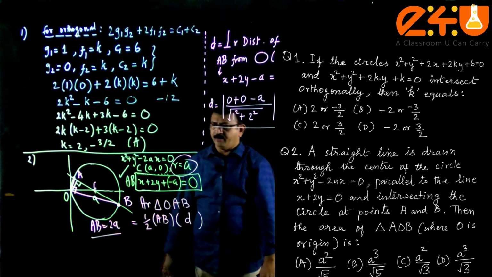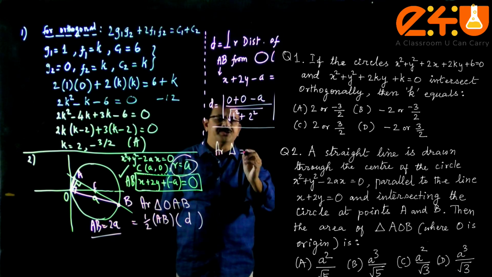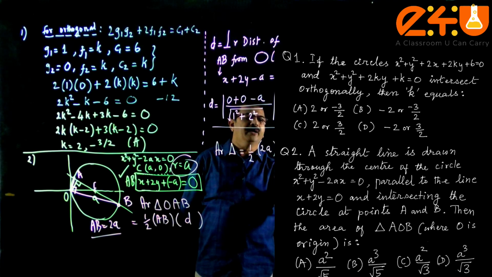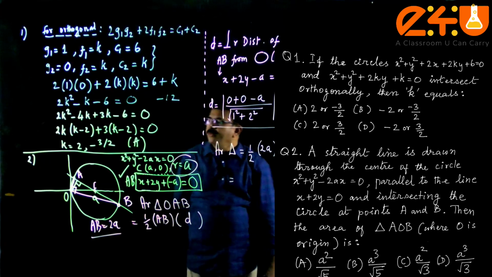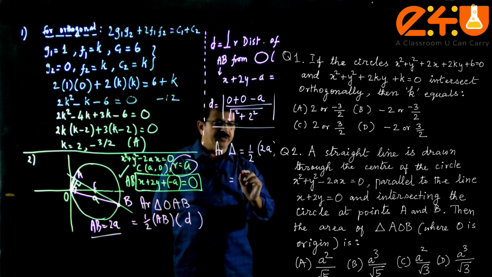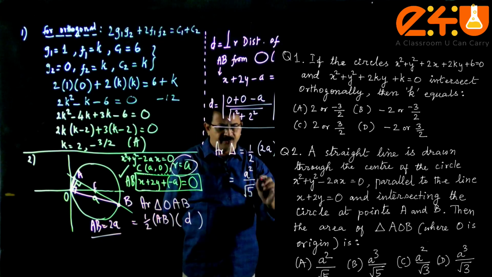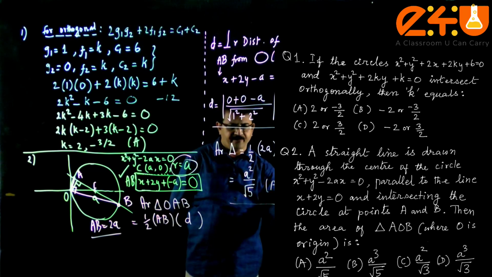Once you get the D value, I am able to substitute in the area of triangle, which is half times diameter 2a and the height obtained from the D formula, that gives you a square by root of 5. A square by root of 5 you can see available directly in option A itself.